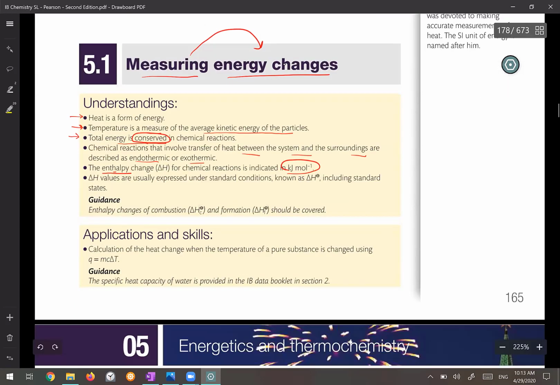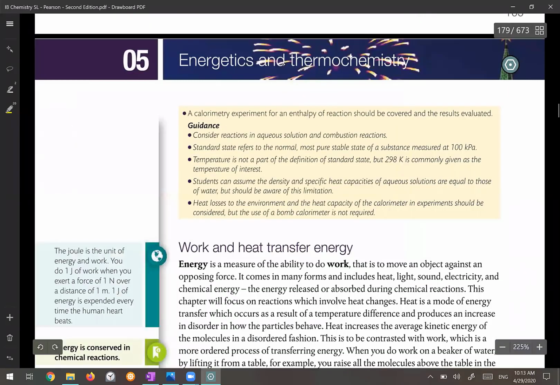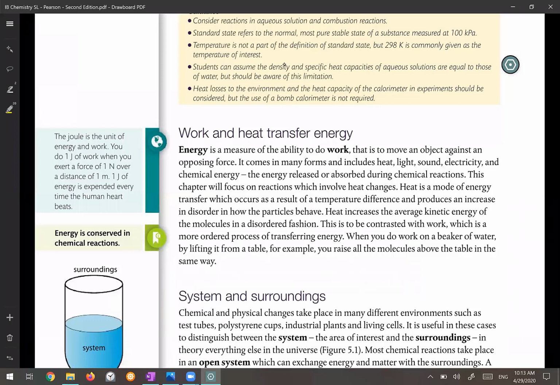Let's start here by introducing the energy. Energy is a measure of ability to do work, that is, to move an object against an opposing force. So this is the definition of work: to move an object against an opposing force. For example, if you lift your laptop from the table, what are you doing? You are doing work against what? You are doing work against the gravity. The ability to do this is called the energy. So the energy is the ability to do work.